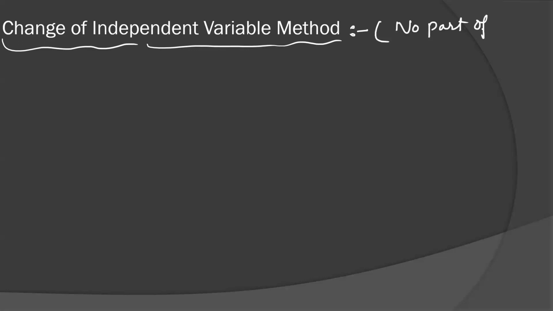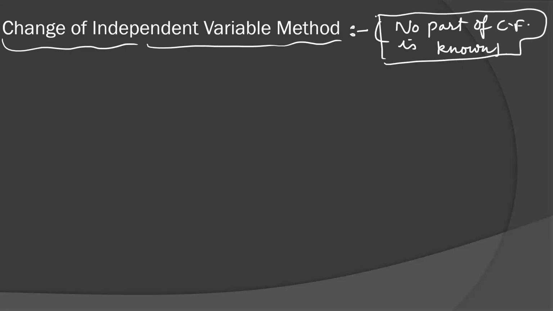Okay, I am going to discuss the next method, method 3, the change of independent variable method for the solution of second order linear differential equations, when no part of CF is known. So in the variation of parameter method, both parts of CF are known. In the reduction of order method, one part of CF is known. But in this method, no part of CF is known. So we can apply this very good method even if you don't know any part of the CF. So this is also a very useful method.